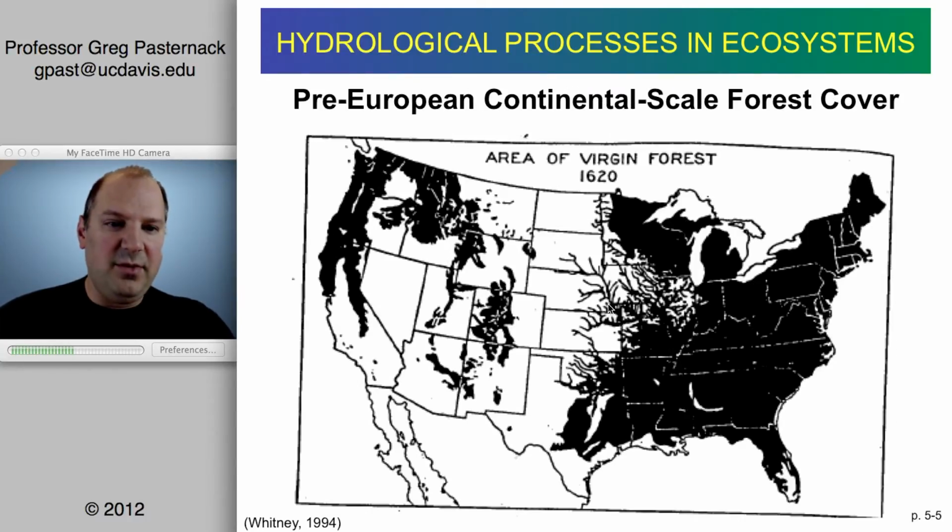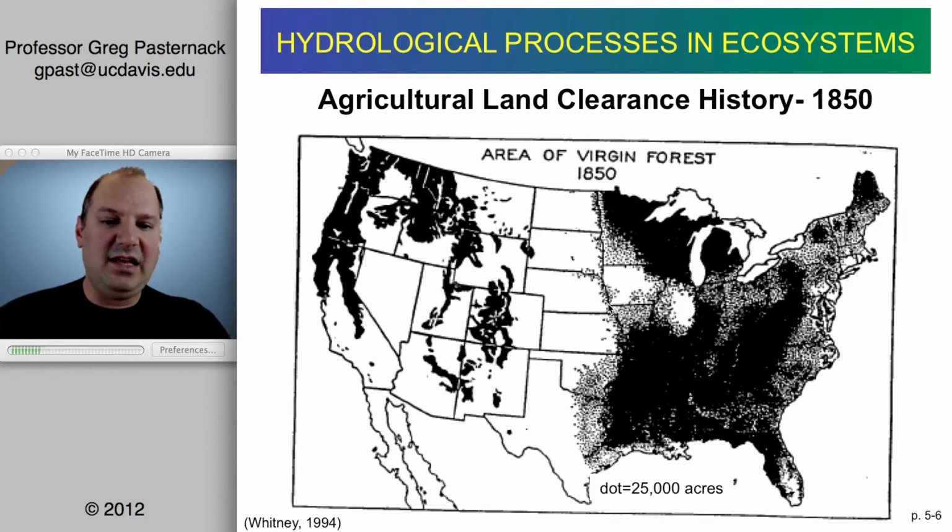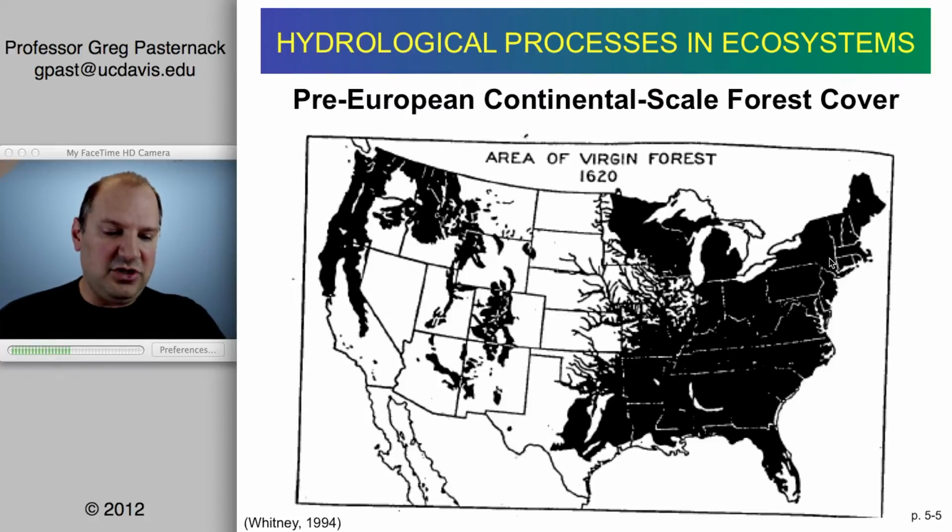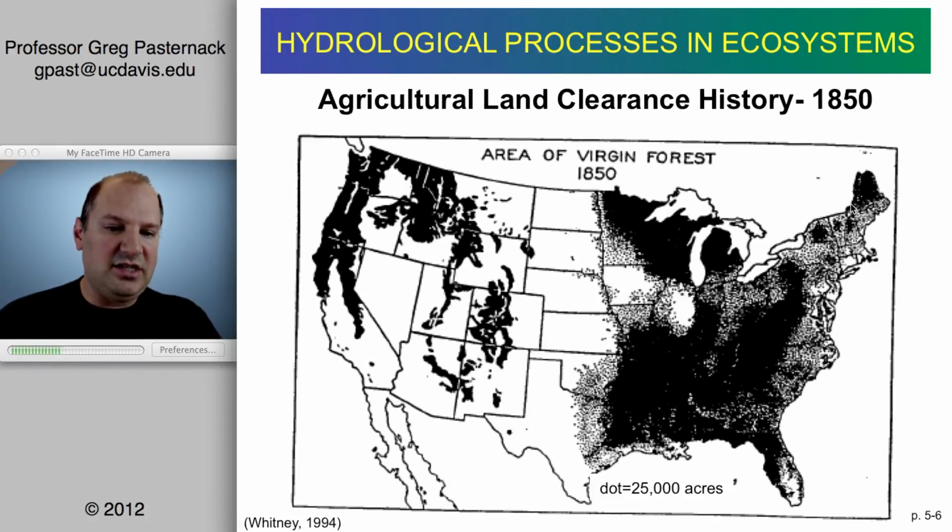Just going from 1620 to 1850, you can see a significant change. This is the period where there was deforestation taking place, land clearance by colonists, and you can see that the land clearance was especially widespread along the entire eastern seaboard, and then also all around the boundaries, especially at the junction on the western end of these eastern forests, and then also through the upper Midwest.